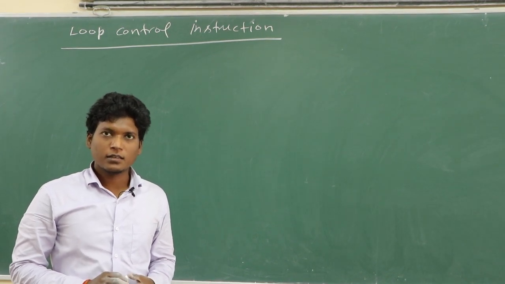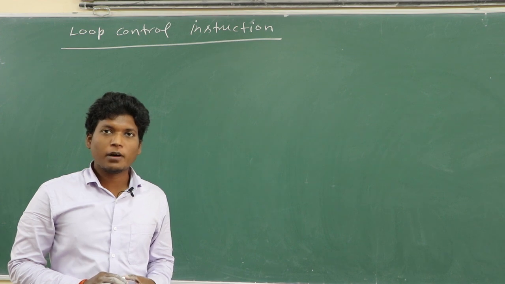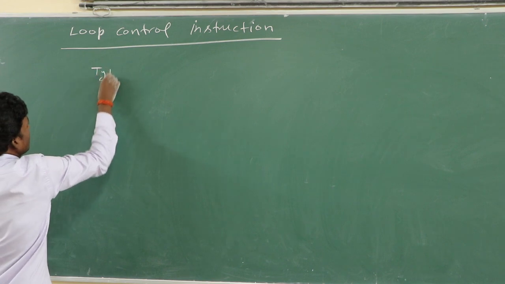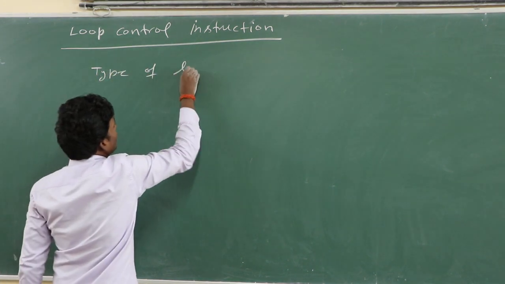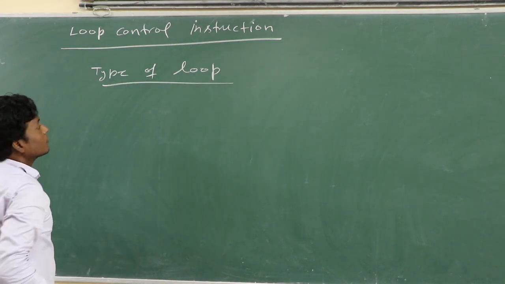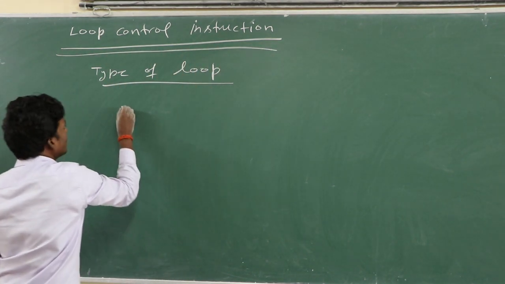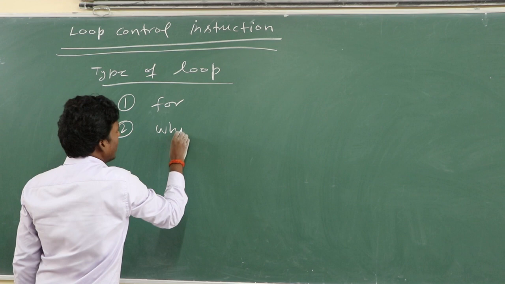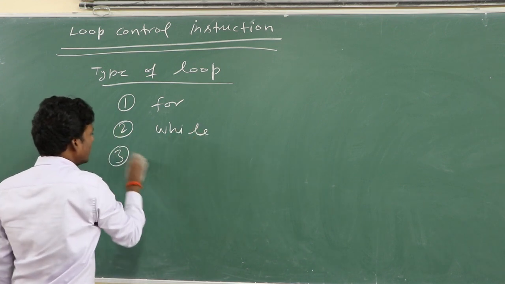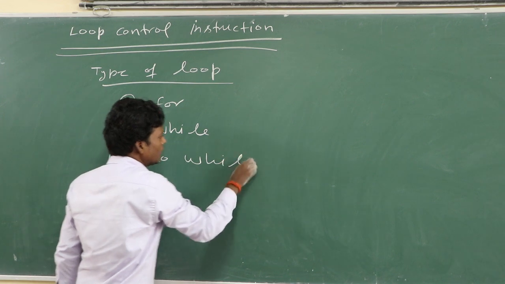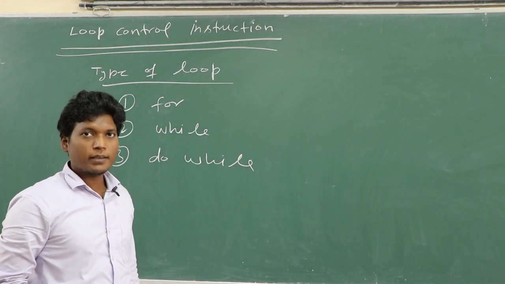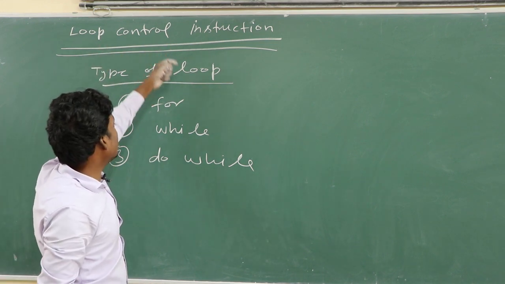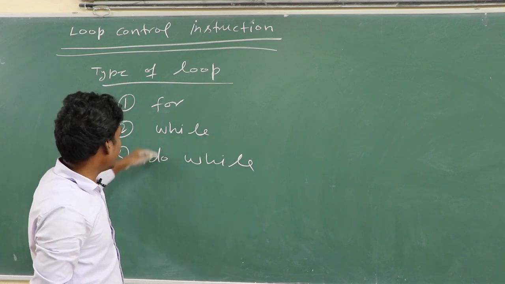Loop control instruction. In this instruction, we study about various types of loop. There are three types of loop in C language: one, for loop; second, while loop; and third, do while loop. So in loop control instruction, we study about various types of loop. These are the various types of loop.